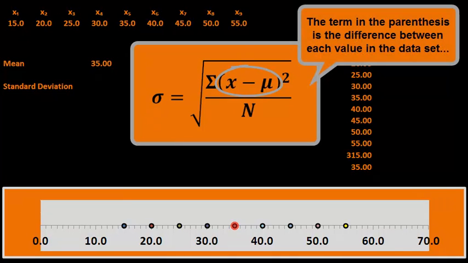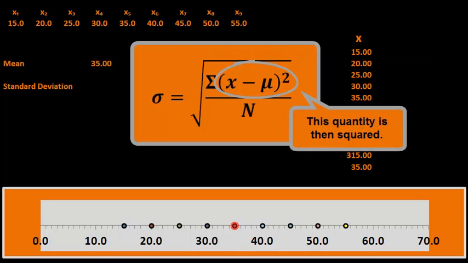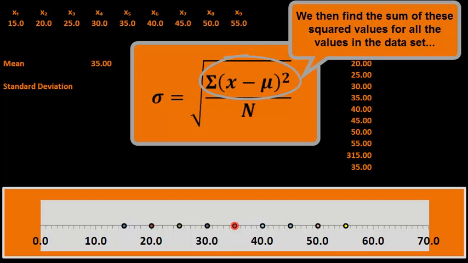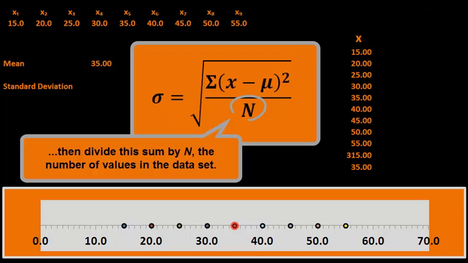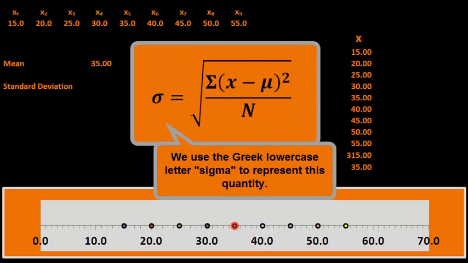The term in parentheses is the difference between each value in the dataset and the mean. This quantity is then squared. We then find the sum of these squared values for all the values in the dataset. Then divide the sum by n, the number of values in the dataset. Finally, the standard deviation is the square root of this result. We use the Greek lowercase letter sigma to represent this quantity.